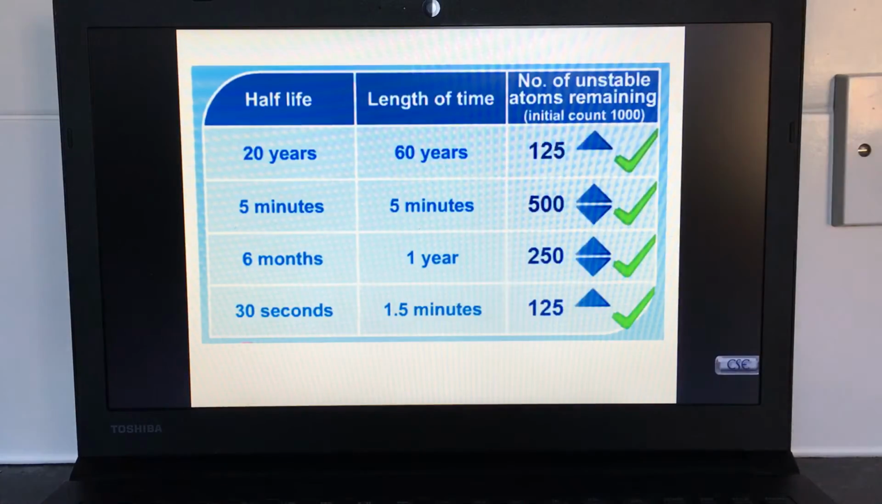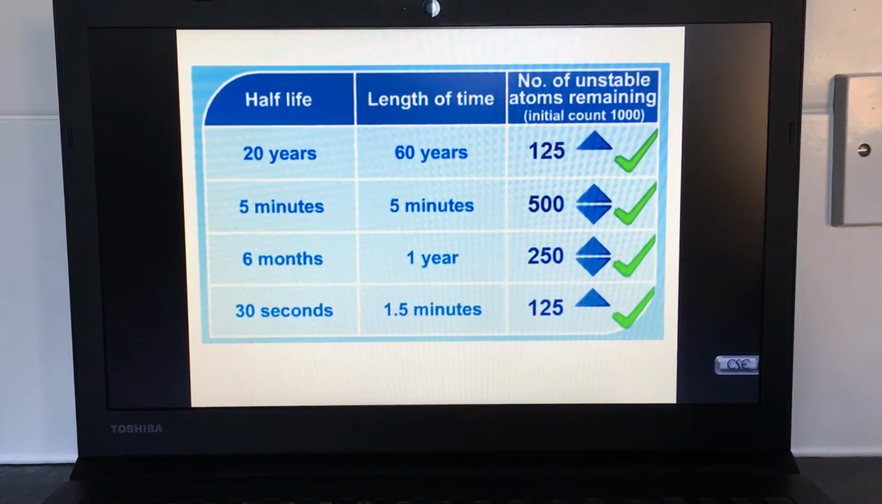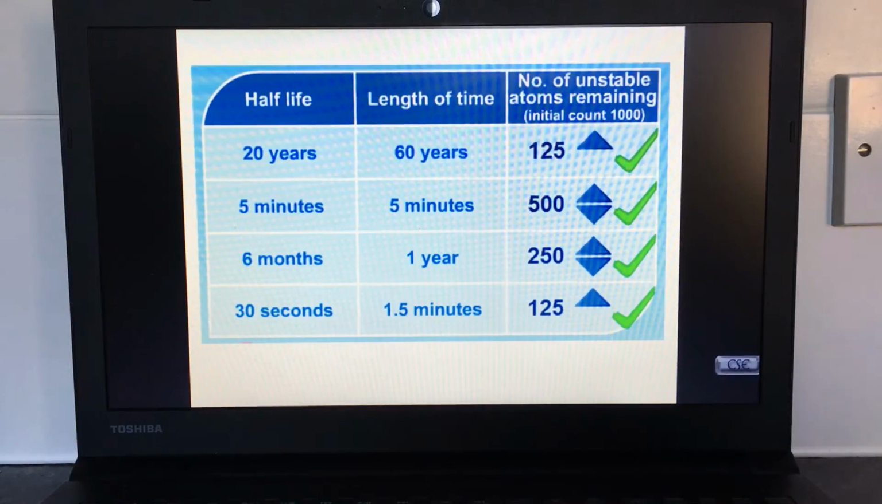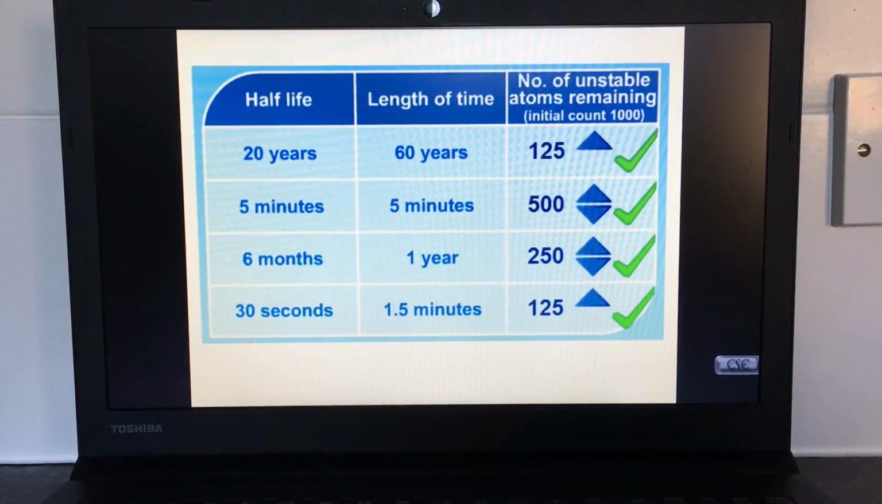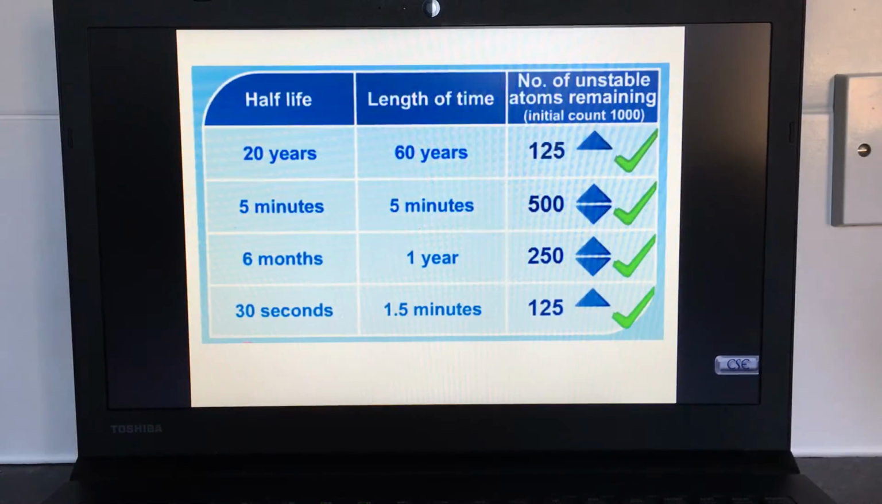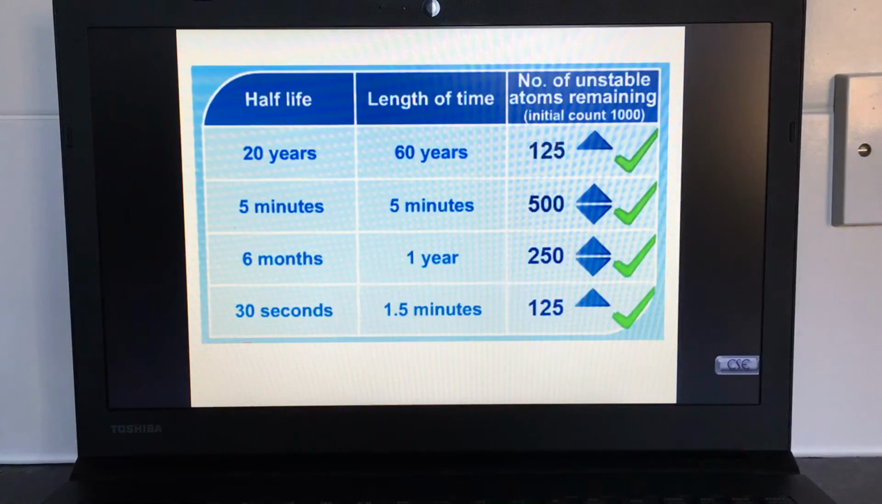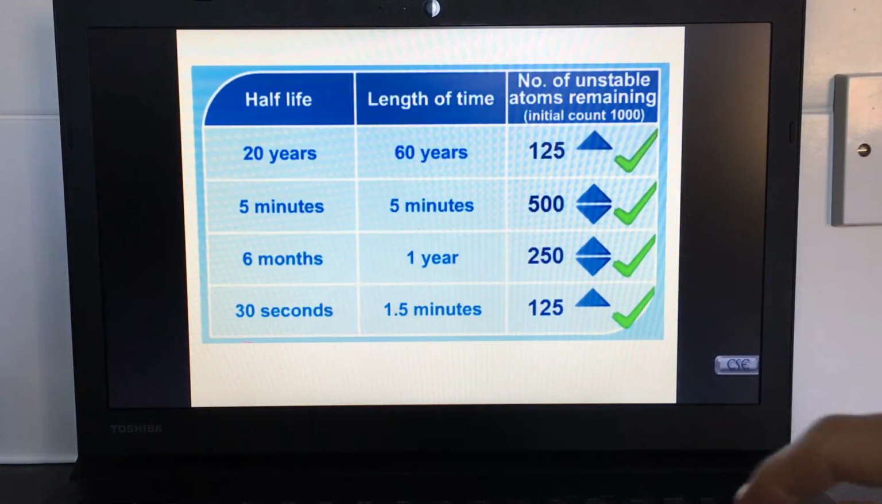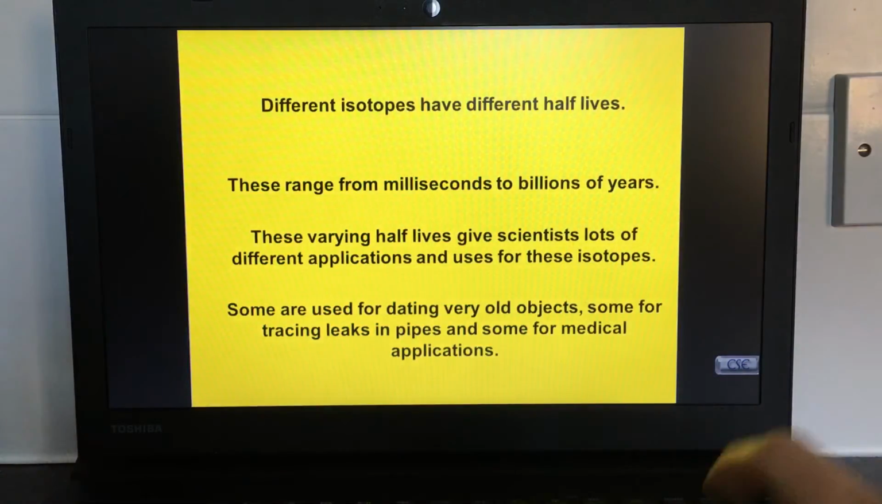If the half-life was 30 seconds, then after 30 seconds it would be 500. After another 30 seconds, for a minute, it would be 250. Then after another 30 seconds, so 1.5 minutes, it would be 125. So it's just a case of working out how many of those half-lives have occurred in the space of time that's been given to you.